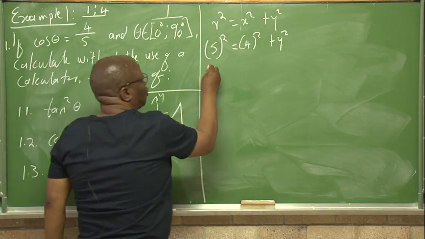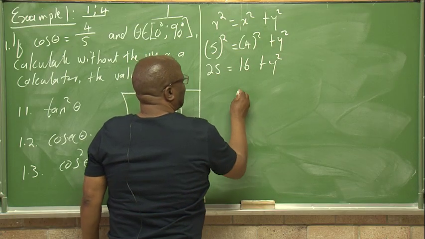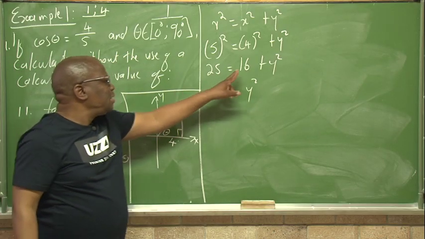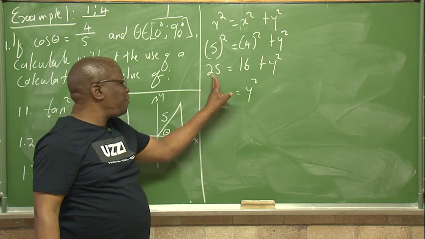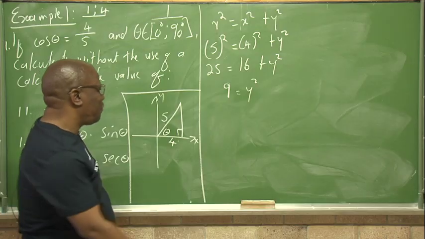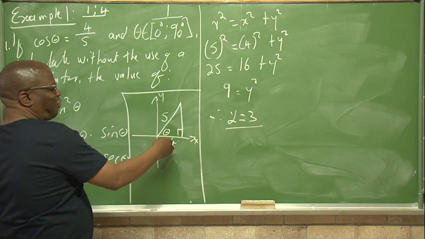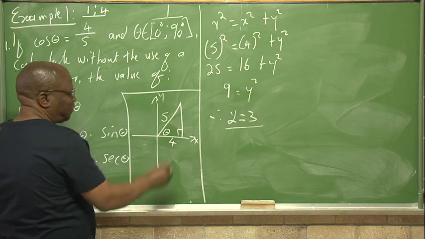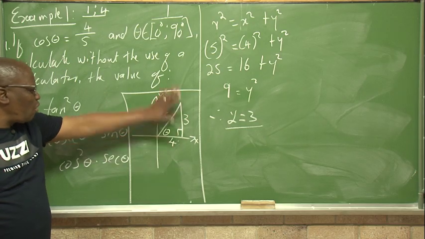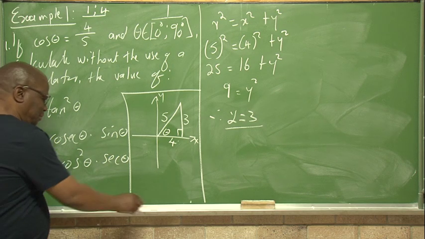If you square 5, you've got 25. If you square 4, you've got 16, plus y squared. Now, you group numbers to one side. This 16 must be transposed to the left. 25 minus 16 will give you 9. Now you determine the square root on both sides. Therefore y will be equal to 3, because it represents the length of a side, so the answer will always be positive. Now, with the right-angled triangle, all the sides are calculated. We can answer these questions then. Let's answer the first question.